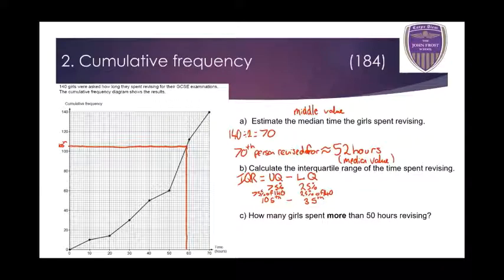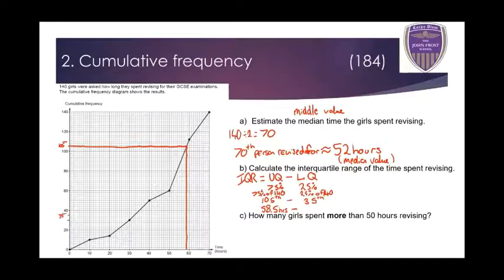So I'm reading that, and I can see every square is worth 1. So that looks to me like it's 58.5 hours. Okay, and I'm going to subtract from that however many hours I estimate the 35th person revised for. So every square is worth 2, so 2, 4, 6, 8, 10. So that's 30, and that will be 30.